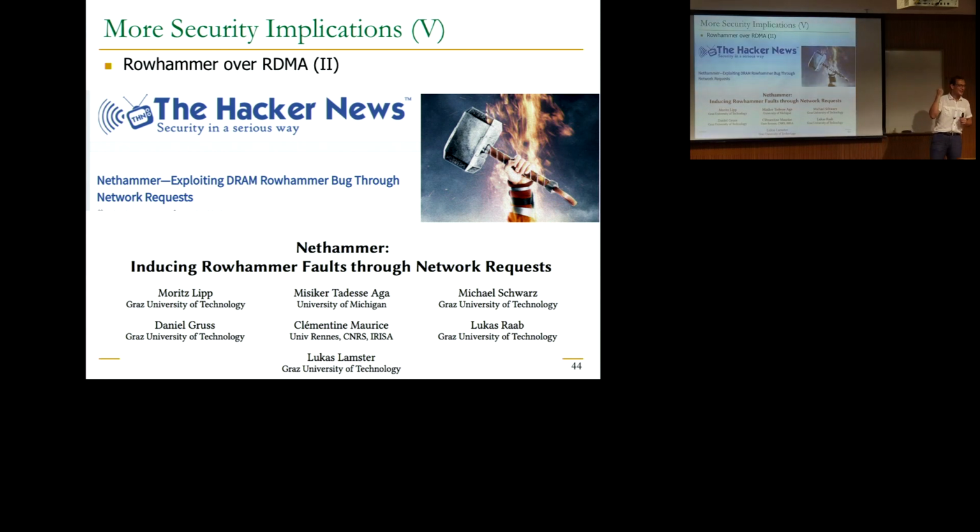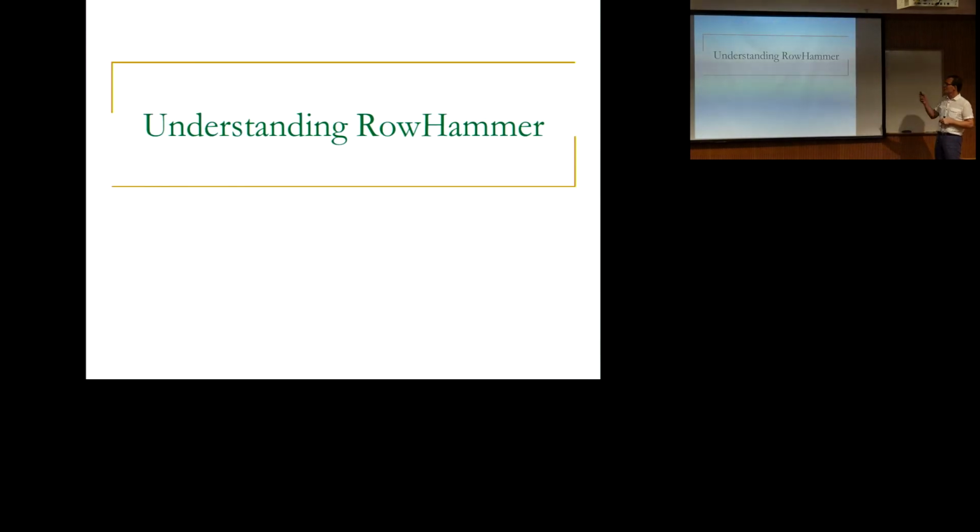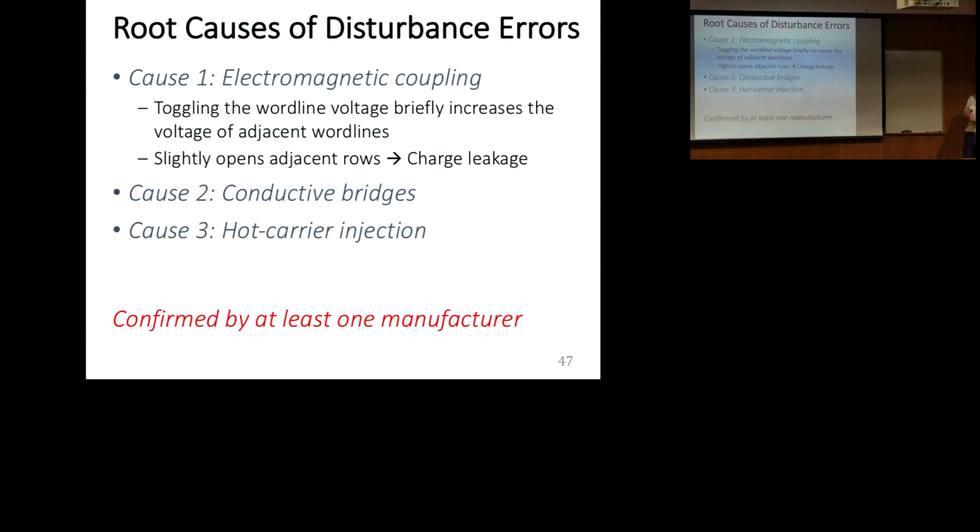RowHammer doesn't require physical access to memory. Basically, based on the access pattern, you can actually induce a bit flip in a deterministic way. And as a result, you could take over the system. That's why it's very important for security. But let's understand at the very low level, why is this happening? I'm not going to go into a lot on why is this happening, but there are multiple reasons for it.